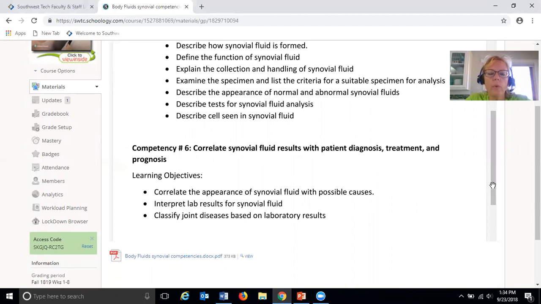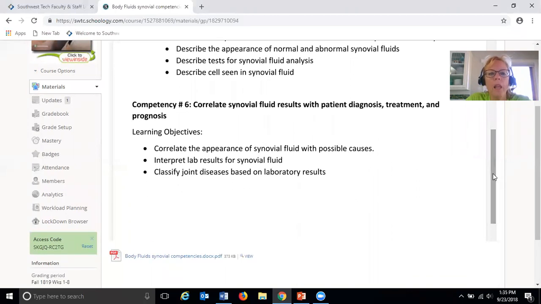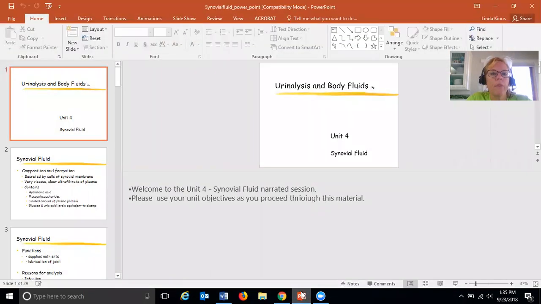Please see the separate slideshow in this unit for synovial fluid slides. You will have a practical in class regarding the slides, separate from your module here. And then you'll be asked to correlate the results with patient diagnosis, treatment, and prognosis. So we're going to look at the appearance of synovial fluids with the possible causes. And then we're going to interpret lab results and classify diseases based on those lab results. So on with the slideshow.